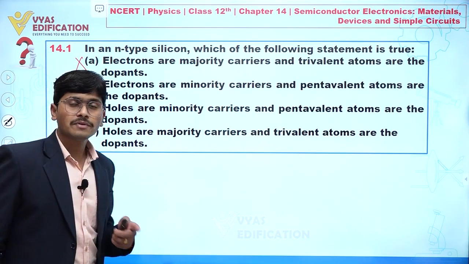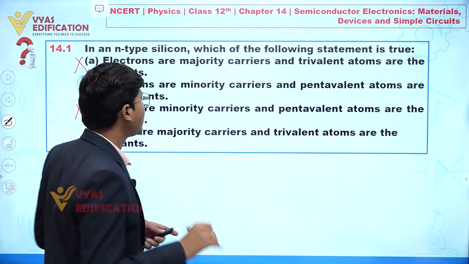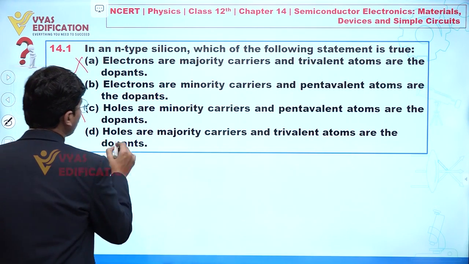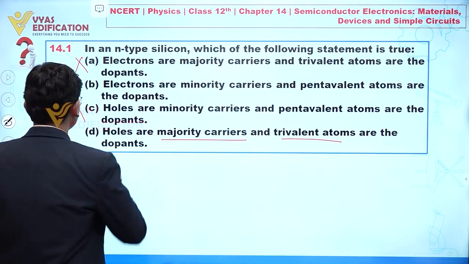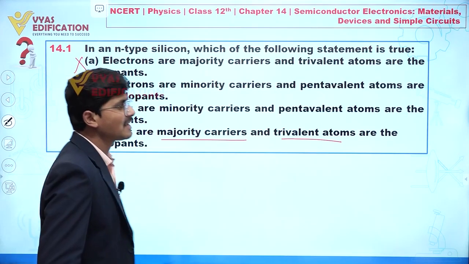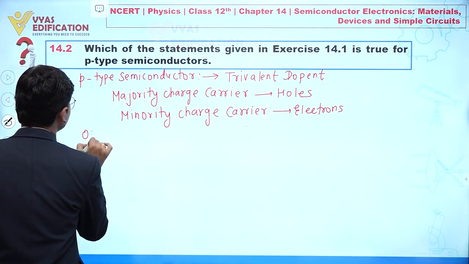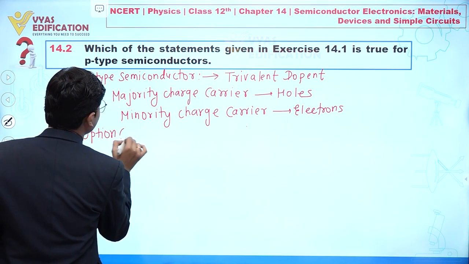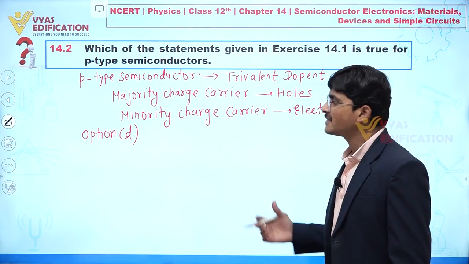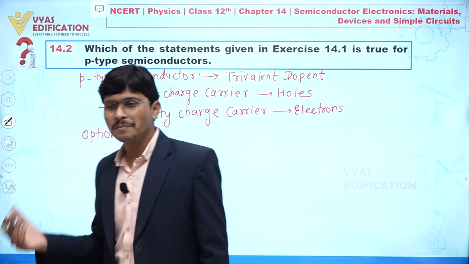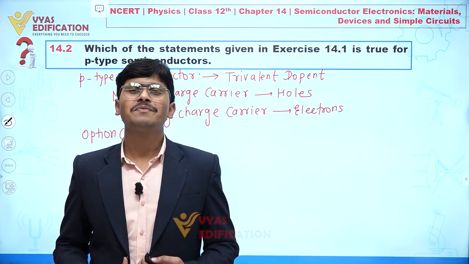In p type of semiconductor we always dope trivalent impurity. So directly we can say holes are majority charge carrier and trivalent atoms are dopant. Clear? So now we can say option D is correct. Clear to everyone? Which one is the correct answer? Option D, in which holes are majority charge carrier and trivalent impurities are added as a dopant. Clear? So this is all about question number 14.2.